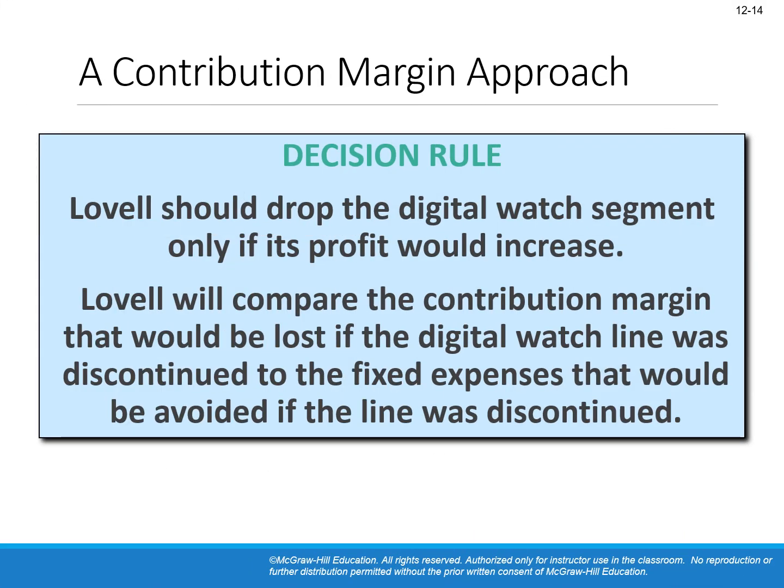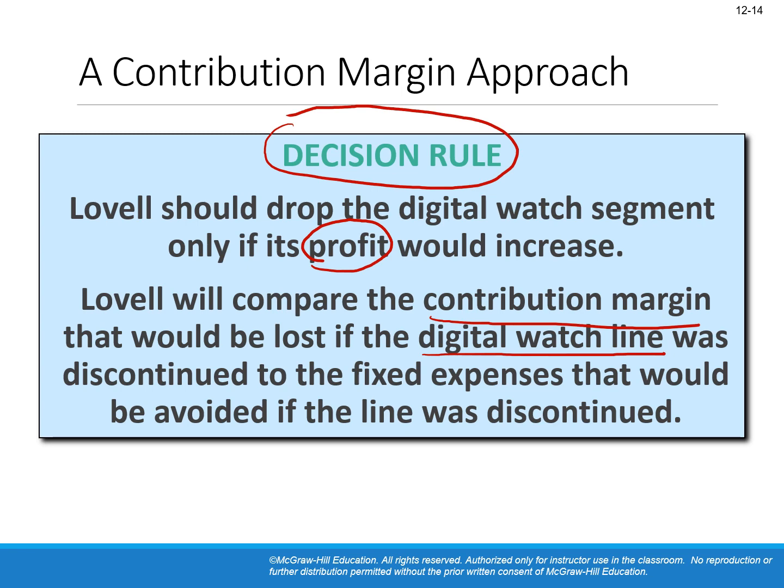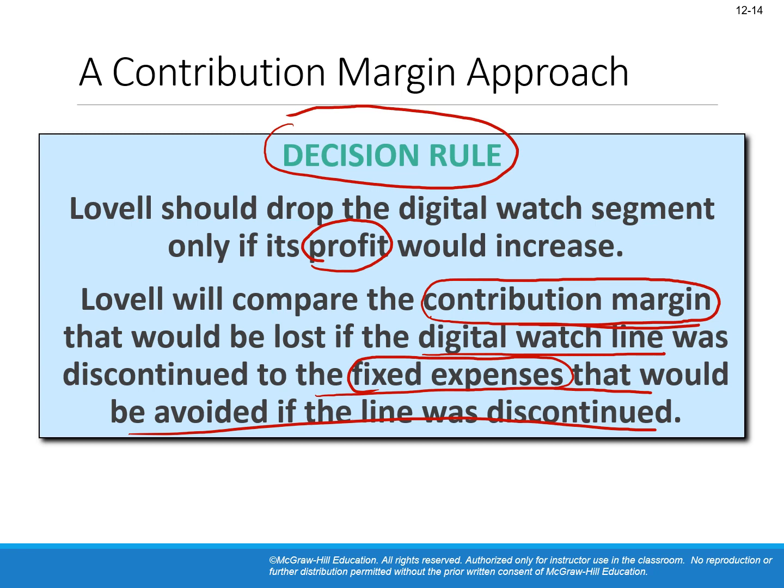The decision rule whether to drop this line or leave it should be as follows. Lovell should drop the digital watch segment only if the company's profit would increase after dropping this line. Lovell will compare the contribution margin that would be lost if the digital watch line was discontinued to the fixed expenses that would be avoided if the line was discontinued. So the benefit of the digital watches line is the contribution margin, and the cost of it is the fixed expenses that can be avoided, of course.